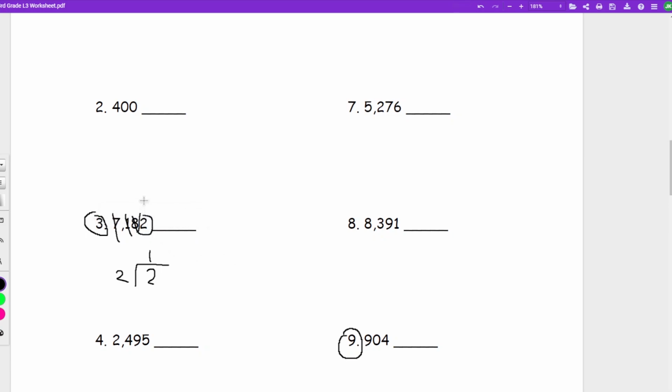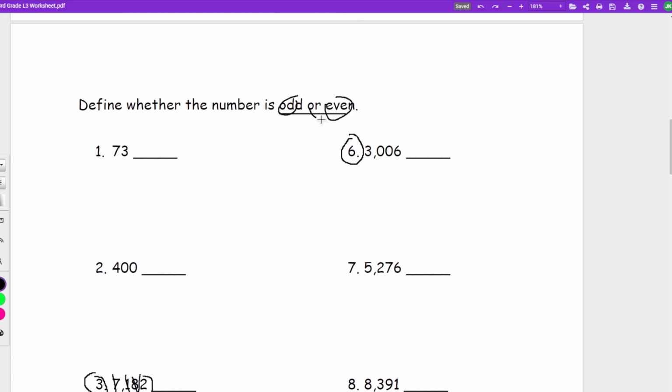Let's say this number was 5. Let's say instead of a 2, there was a 5 there. So if I do 5 divided by 2, I'm going to get 2 and then I'm going to have a remainder of 1. And because I have a remainder, this number is not even. So if it's not divisible by 2, then it's not even. But this number is, so I'm going to write even.